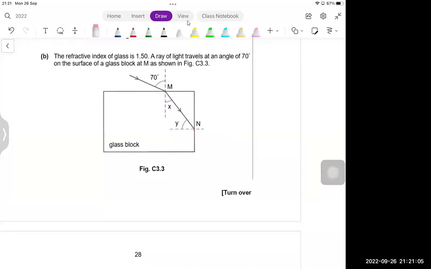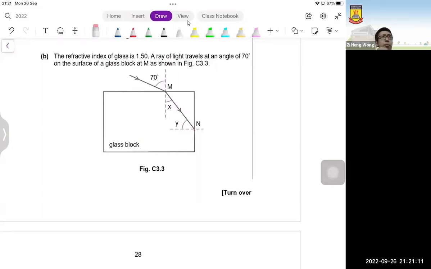Mr. Wong, I also have another question. Could you go back to the ray diagram?